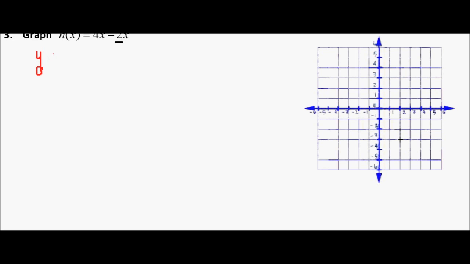So I have y equals, and I'm actually going to leave a blank. And I'm going to reorder these two terms. I'm going to put the negative 2x squared first, plus 4x.